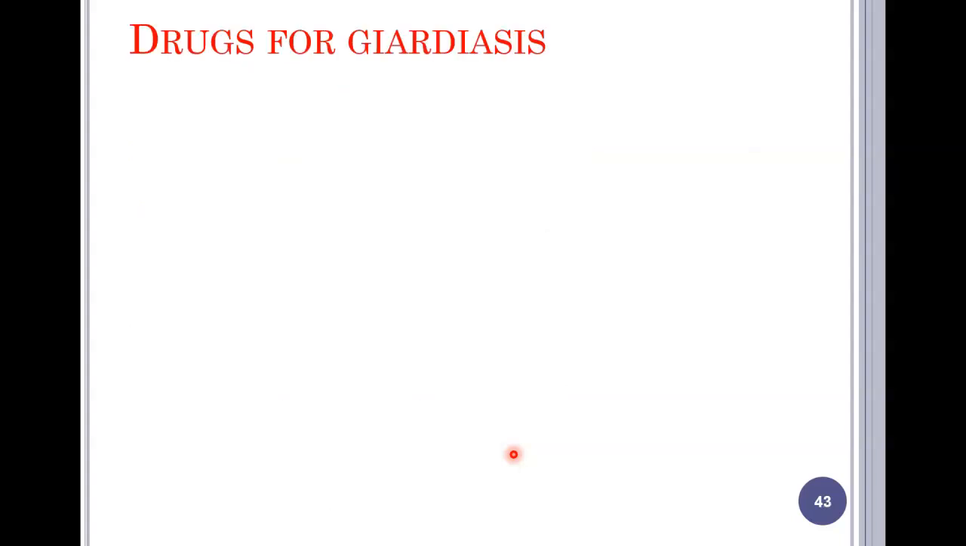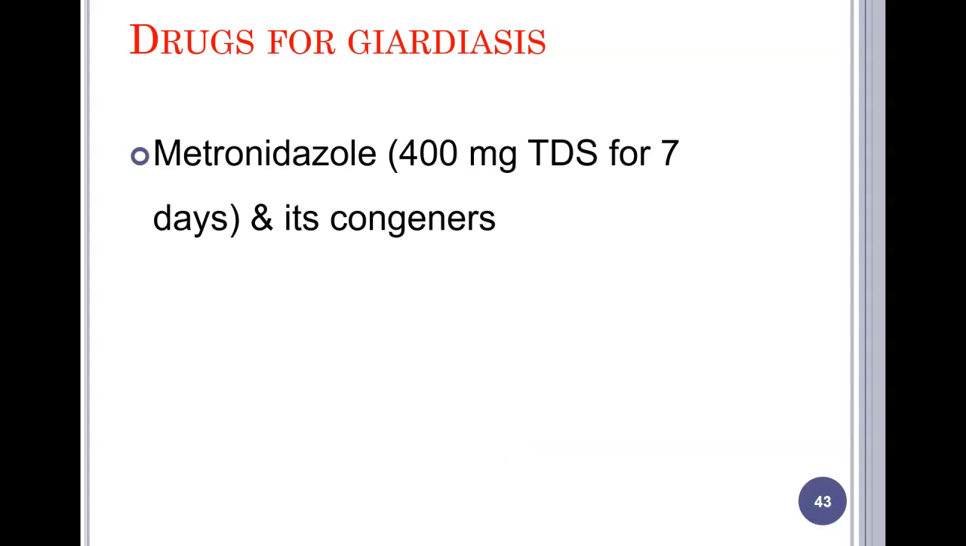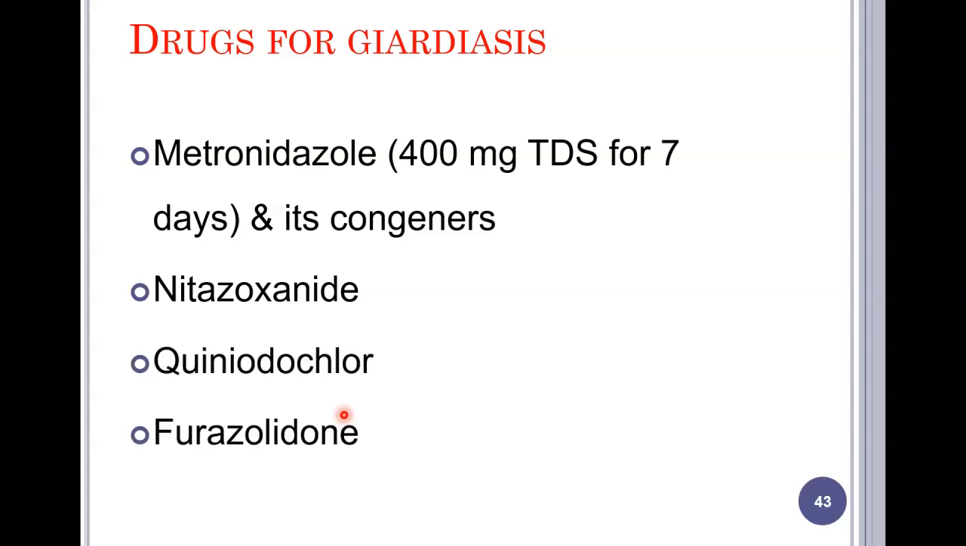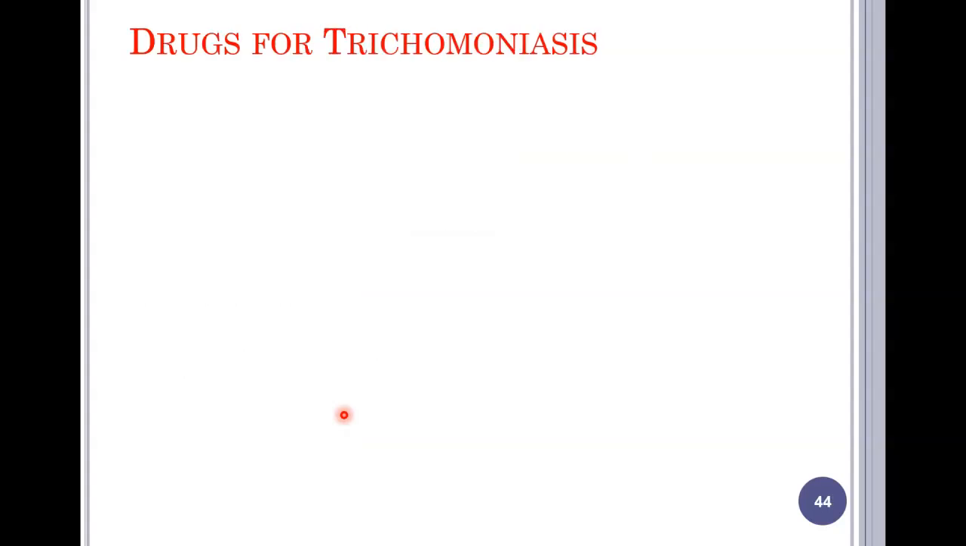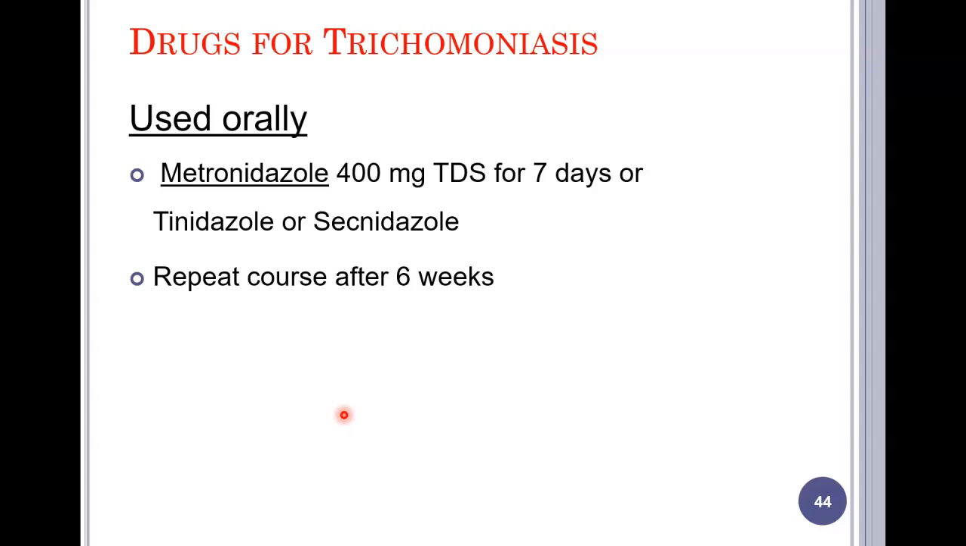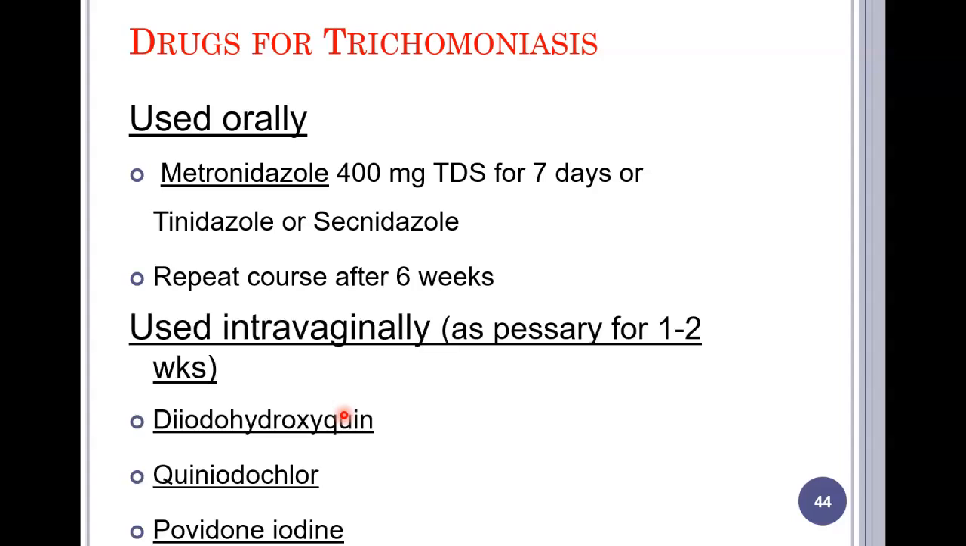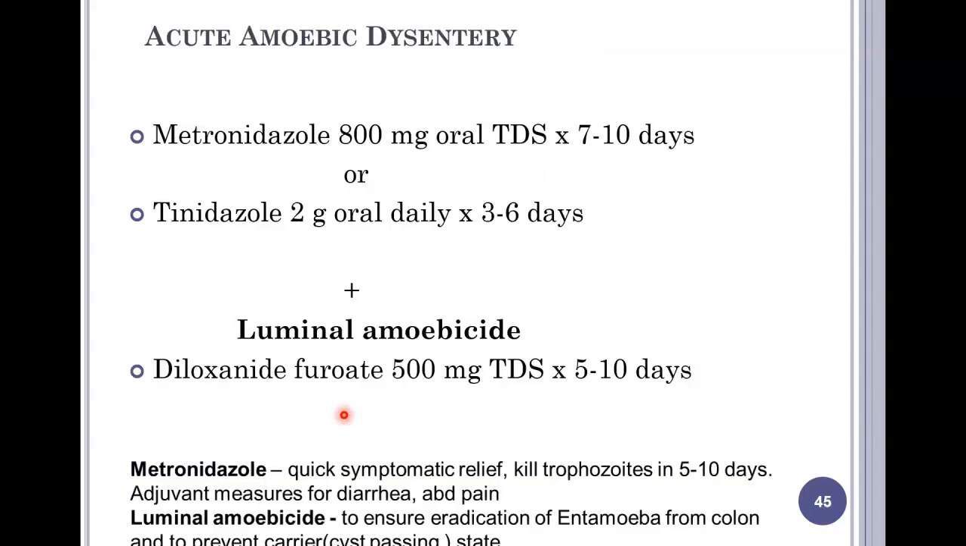Coming to the drugs for giardiasis, it includes metronidazole, nitazoxanide, quinfamide, furazolidone. Drugs for trichomoniasis. The drugs used orally are metronidazole 400 mg thrice daily for 7 days, or tinidazole or secnidazole. Repeat course has to be given after 6 weeks. Drugs given intravaginally are diiodohydroxyquin, clioquinol, and povidone.